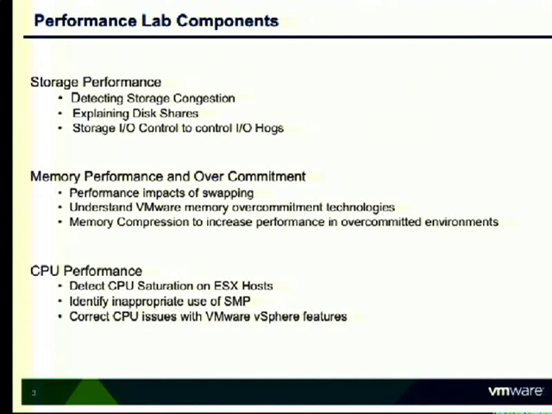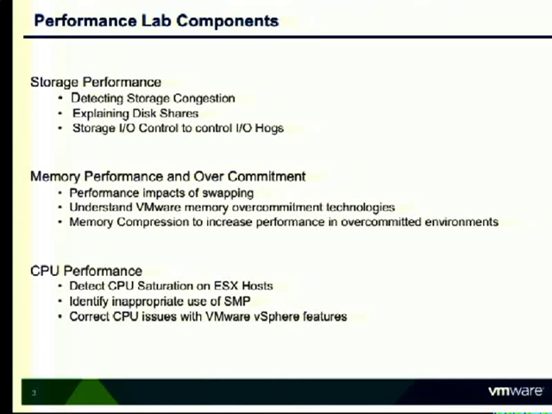All right, the performance lab is broken into three sections. We've got a storage performance section where we talk about detecting storage congestion, explaining what disk shares do and what they don't do, explaining the new feature in 4.1 called Storage I/O Control, which is a new way of managing your storage workloads. We'll then go into memory performance and memory overcommitment, and we'll talk about the impacts of swapping when you do have memory pressures and you have to swap out to disk. We'll talk about how big of a performance impact that is. And then we'll also talk about memory compression, which is another new feature in 4.1, and how memory compression can help you a little bit when you do have memory pressure.